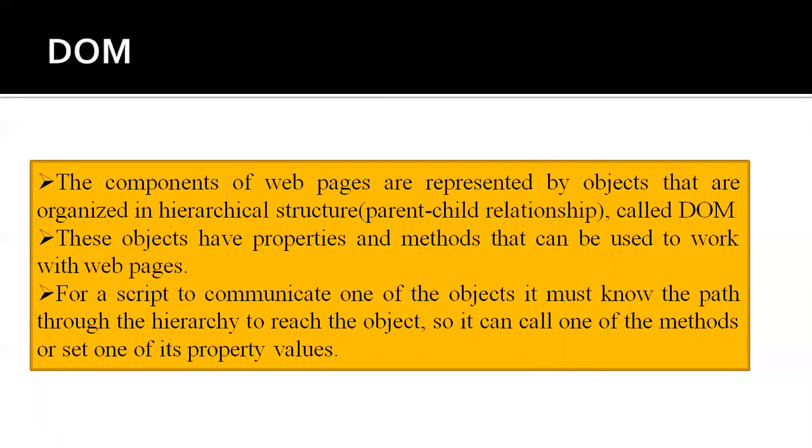The components of web pages are represented by objects. Each and every component of a web page is represented by objects that are organized in a hierarchical, parent-child structure called the document object model. These objects have properties and methods. Every object has some properties and methods that can be used to work with the web page.